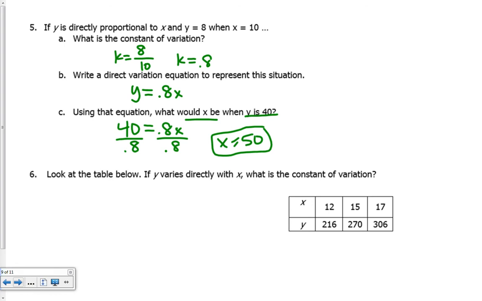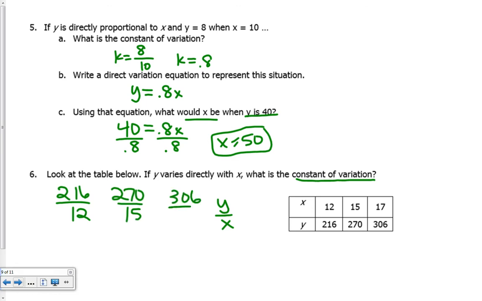Number six. Look at the table below. If y varies directly with x, what is the constant of variation? They're not asking us to find anything else but k, so I just need to put y over x. So I've got 216 over 12, or I could do 270 over 15, or I could do 306 over 17, right? They should all be the same, because that's the definition of a direct variation. So k ends up being 18, and there's your constant of variation.